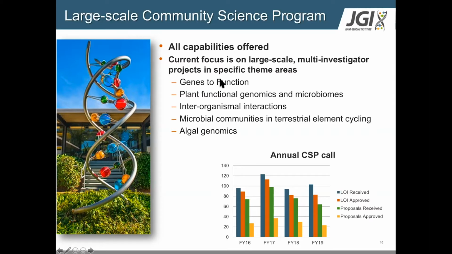These are some of the specific theme areas that we've been encouraging proposals to focus on. I'm not going to read those out. I'll just point you to this, and this gives you an idea of the success rate of individual calls. The success rate for the large scale community science program is 35%. So in terms of the proposals that are ultimately approved, it's pretty good at 35%.